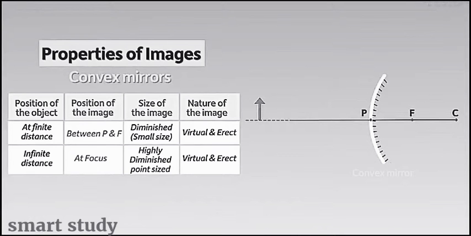When the object is infinitely away from the mirror, we get a point-sized image at the focal point. And as we keep moving the object towards the mirror, the size of the image keeps increasing and it appears to be coming closer to the backside of the mirror.